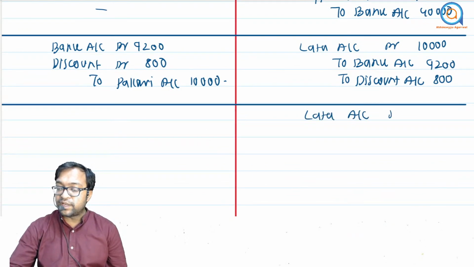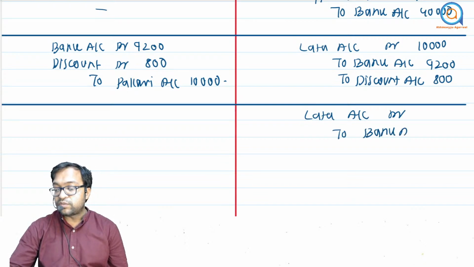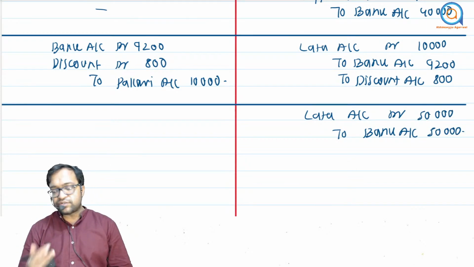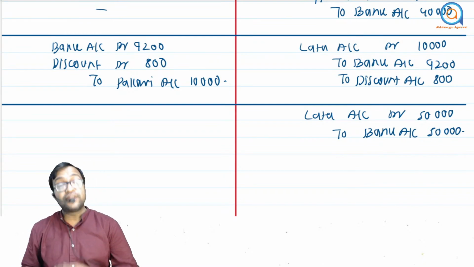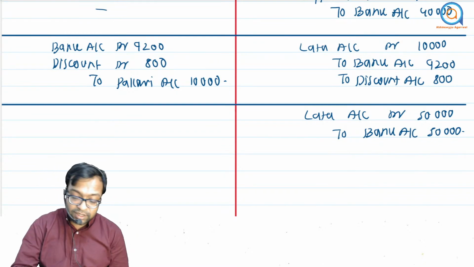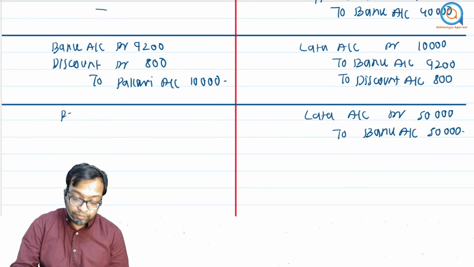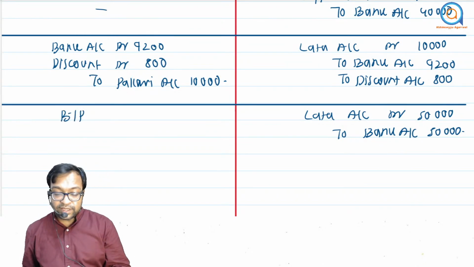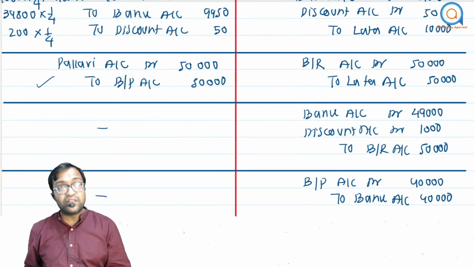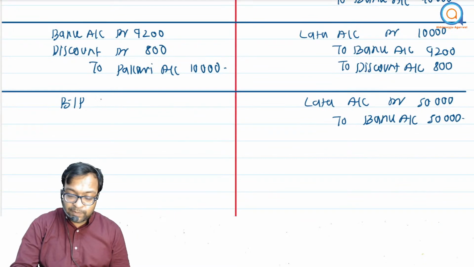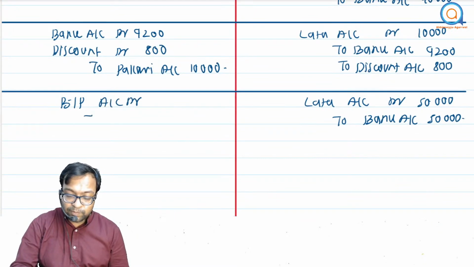In the books of Pallavi, Lata account debit to bank account. What must be the amount? The amount of the bill was 50,000. For Lata, it is a normal dishonor. So in Lata's books, what will be the entry? Because when the bill was accepted, the entry was Pallavi to bills payable. So now the entry will be reversed, no? Bills payable account debit to Pallavi.